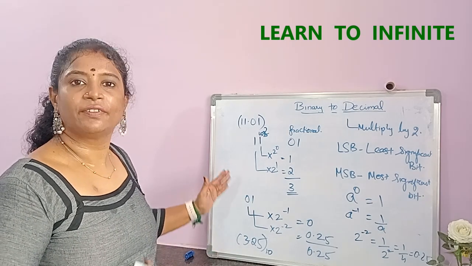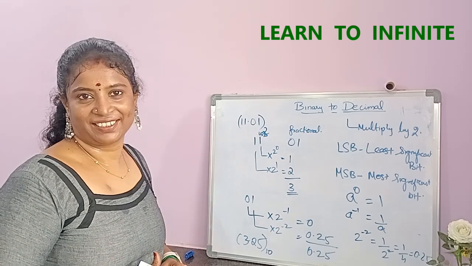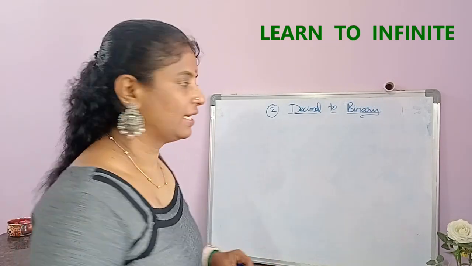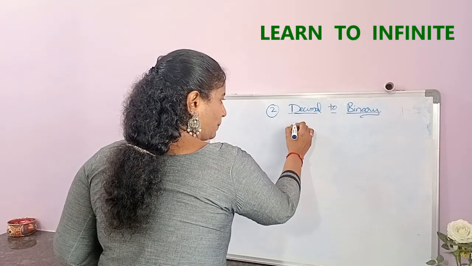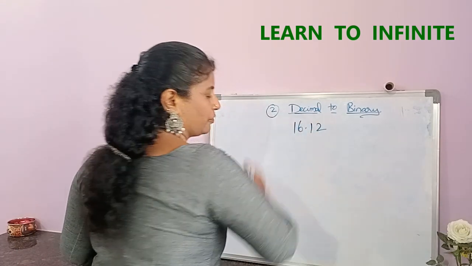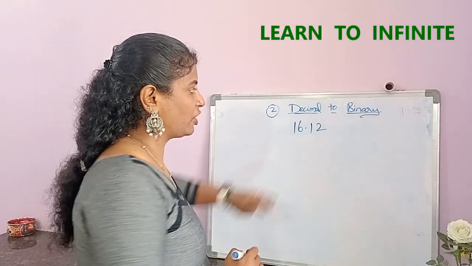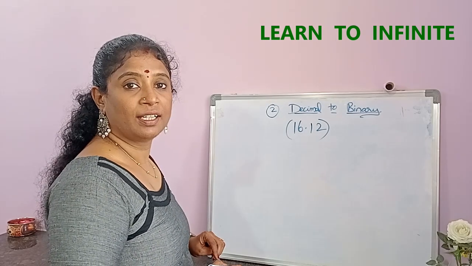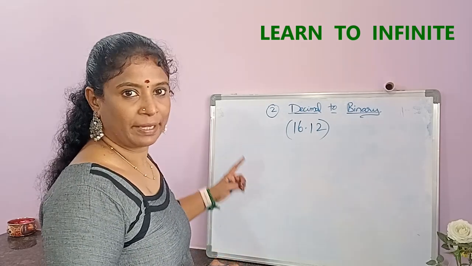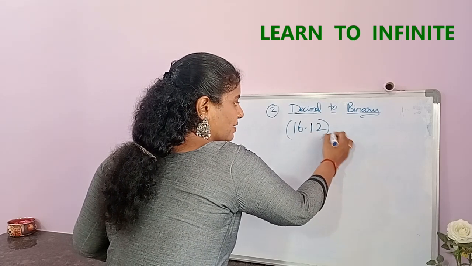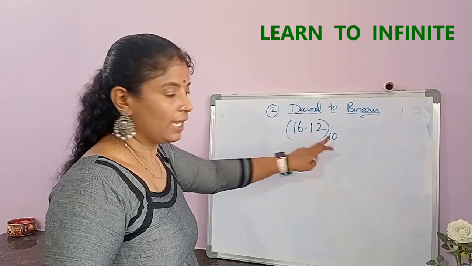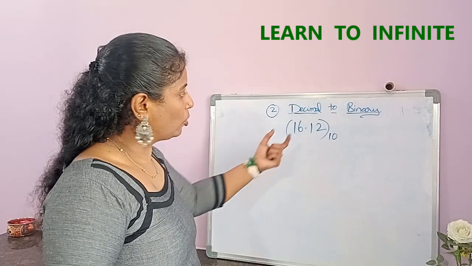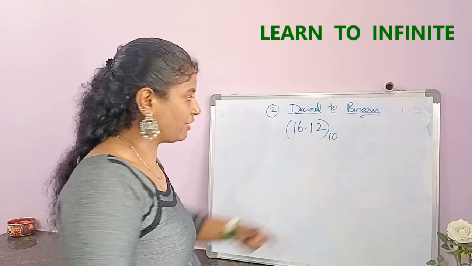So next, we will move on to the second conversion, decimal to binary. In the same way, we will take the whole part and fractional part: 16.12. Here the whole part is 16 and the fractional part is 12. As I told before, we can identify the number as decimal or binary by its base. So this is identified as a decimal number by its base. We need to convert this decimal number to a binary number, so we need to split it into whole part and fractional part.